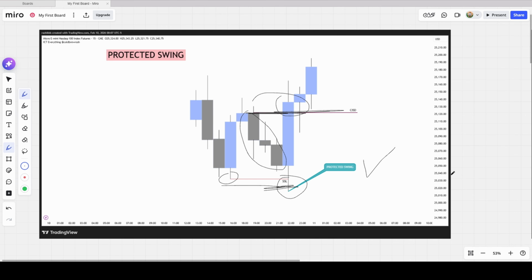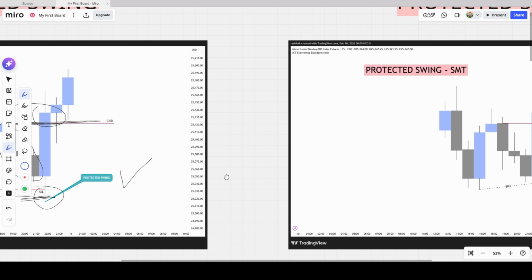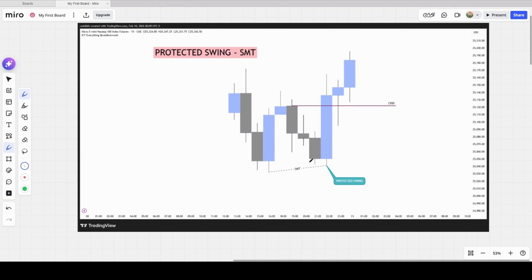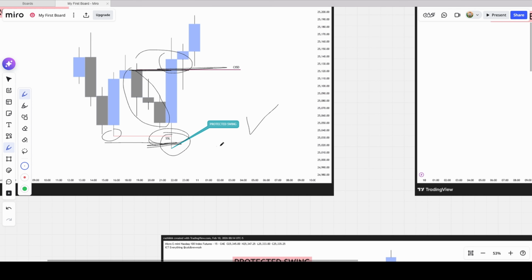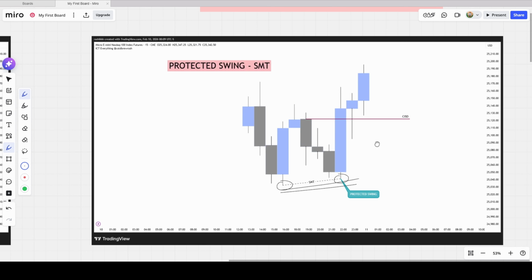Now, when do we not need to sweep the low directly? That happens when we are using SMT. In this case, the correlated asset runs the low, while the main chart does not. Because the correlated market has already taken the liquidity, we can still treat this low as protected. In that situation, I again identify the series of down-closed candles that form the failure swing. Once price closes above that level, I can anticipate that this low will hold as price continues higher.